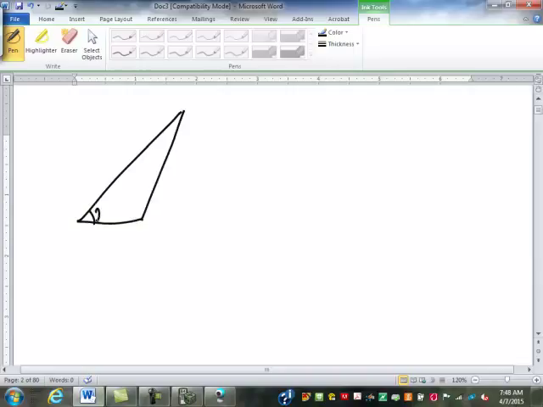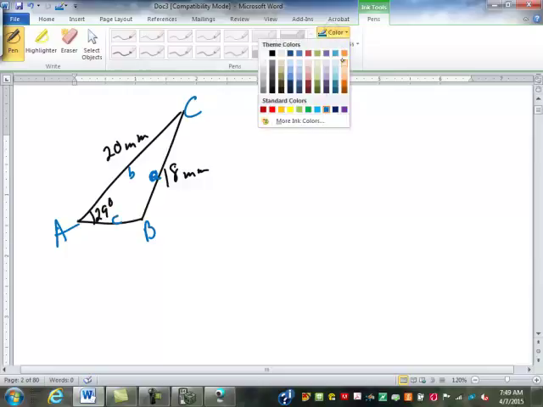Let's say that this here is 29 degrees. This over here, we're going to call it 18 millimeters, and this will be 20 millimeters. When we go about solving this one, what are we going to have to remember? Angle B is not acute. Angle B is obtuse, which means not adding onto it, but taking its supplement, right?